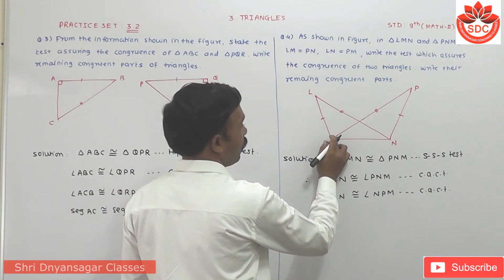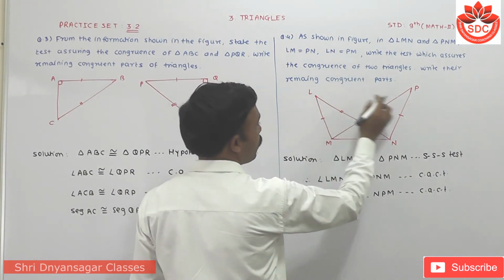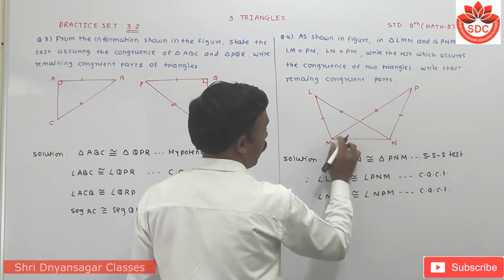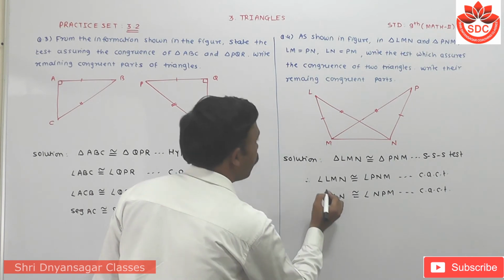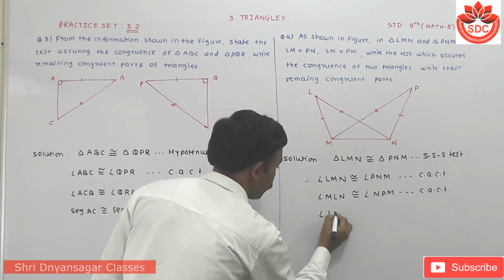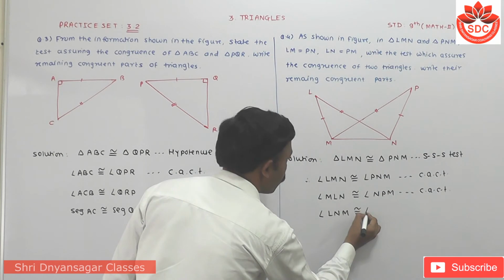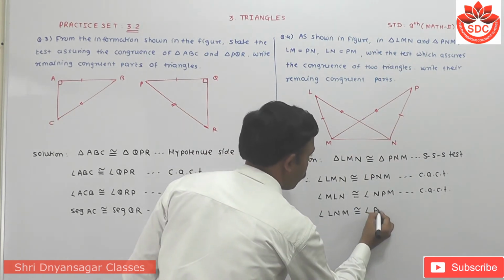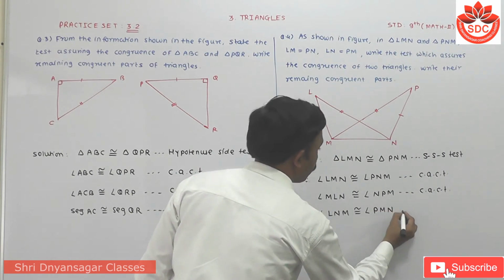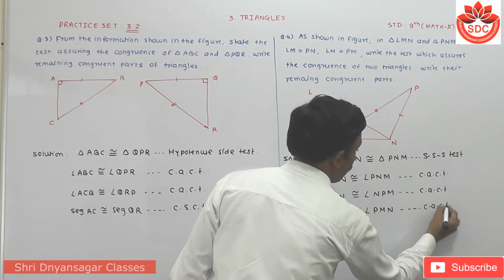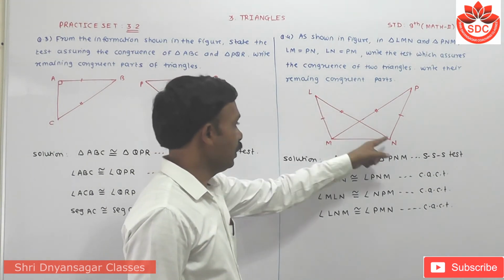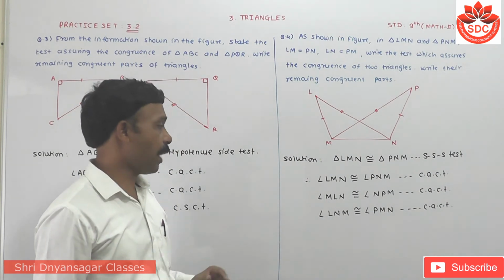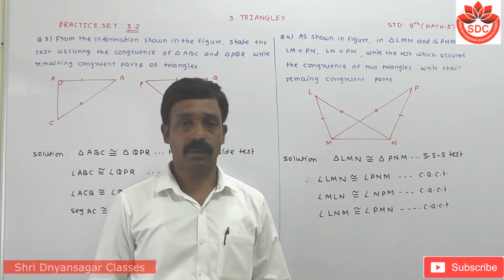This angle is with this angle. Second, this L and this M. So I write here angle LNM is congruent with angle PMN. Again, corresponding angles of congruent triangles. LNM, PMN. These are the congruent parts. Okay, we take the next question.